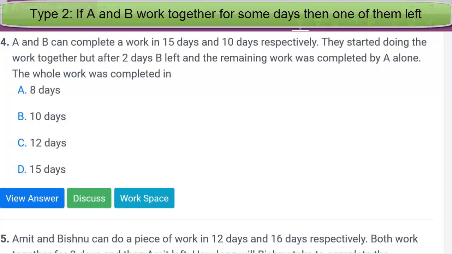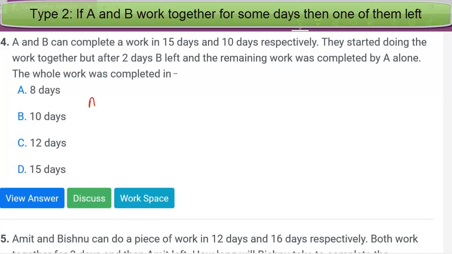So let's go to another type of question. Here it is said that A and B can complete a work in 15 days and 10 days respectively. They started doing the work together, but after 2 days B left and the remaining work was completed by A alone. So the whole work was completed in, this you have to find out.